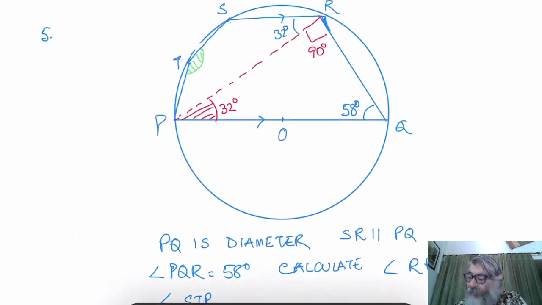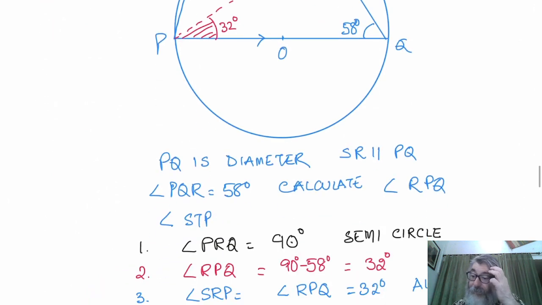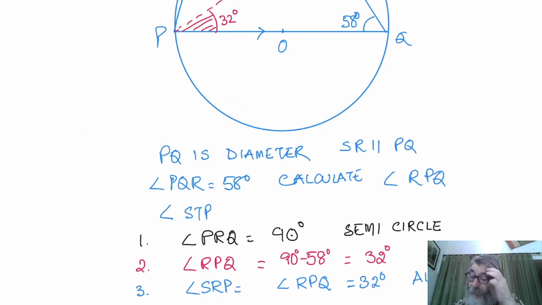And now the green one, STP. I have to calculate STP. So let us see STP. Angle STP will be 180 minus 32 degrees, that will be 148 degrees. Why?